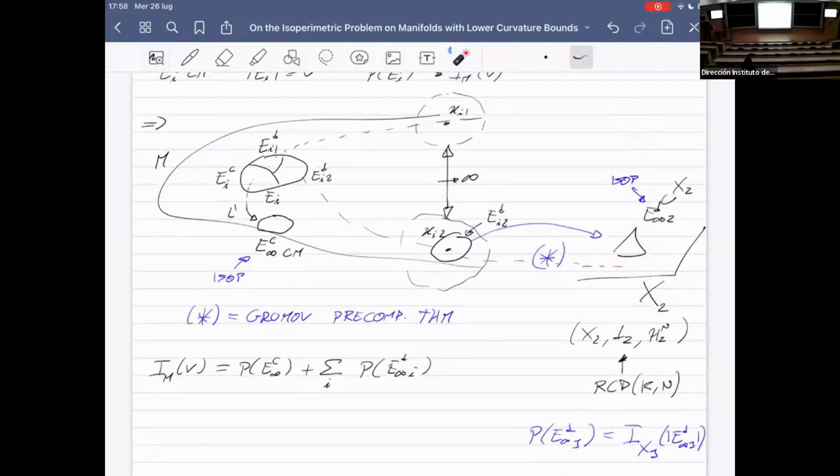And I have another quick question. How is the geometry of this isoperimetric set related with M?